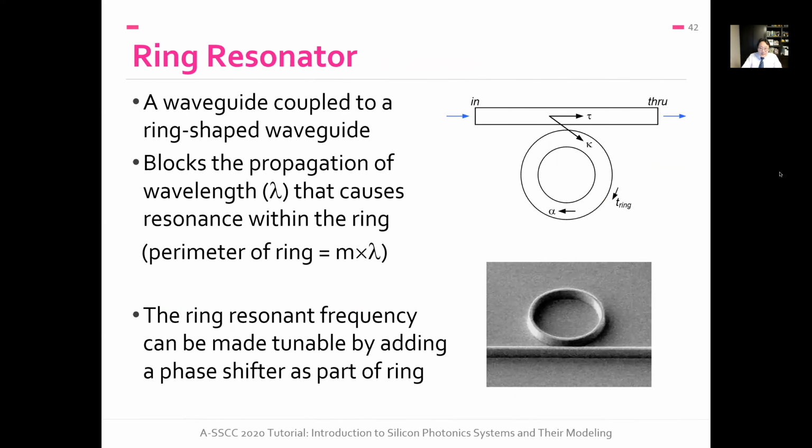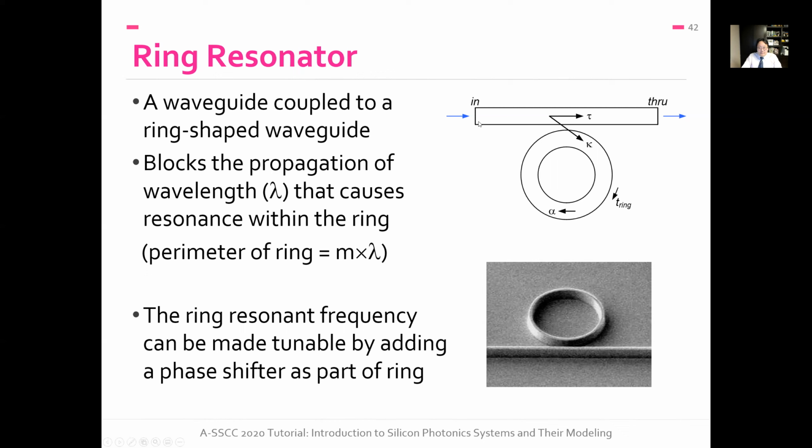All right. Now, when you combine a waveguide with a ring, which is another waveguide, you can form a ring resonator. Another way of looking at this is that there is a waveguide being coupled to this ring-shaped waveguide. So it's kind of two sets of waveguide with a directional coupler coupling the two.